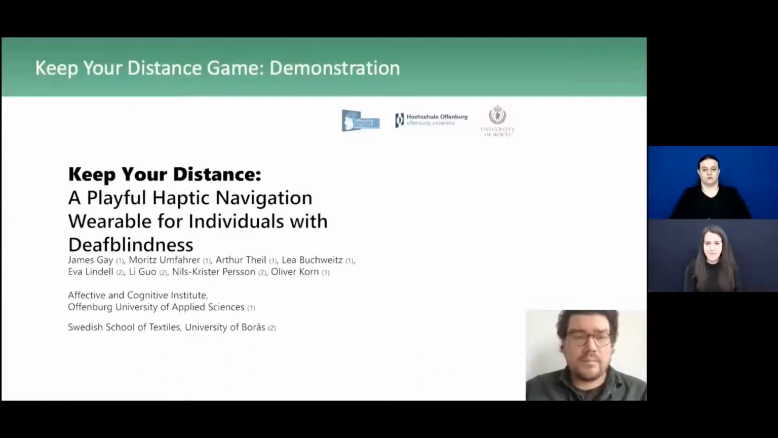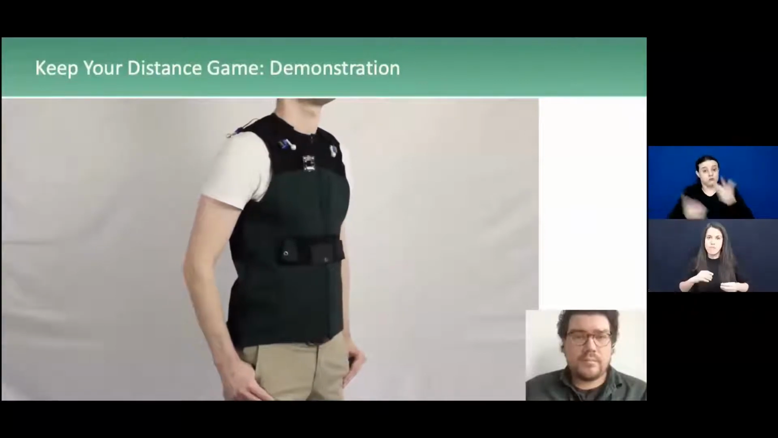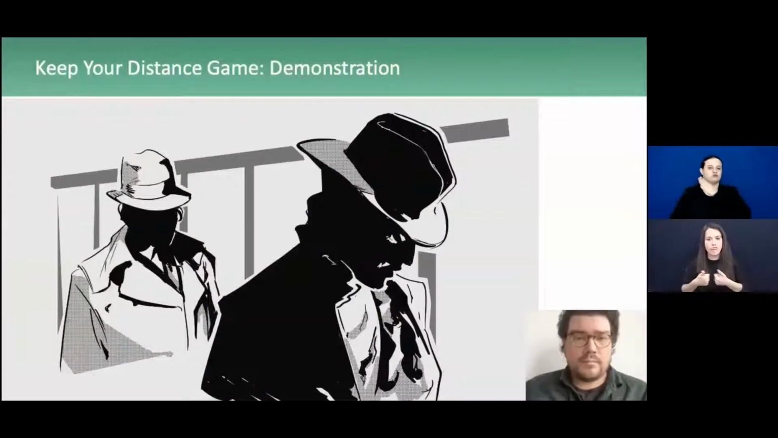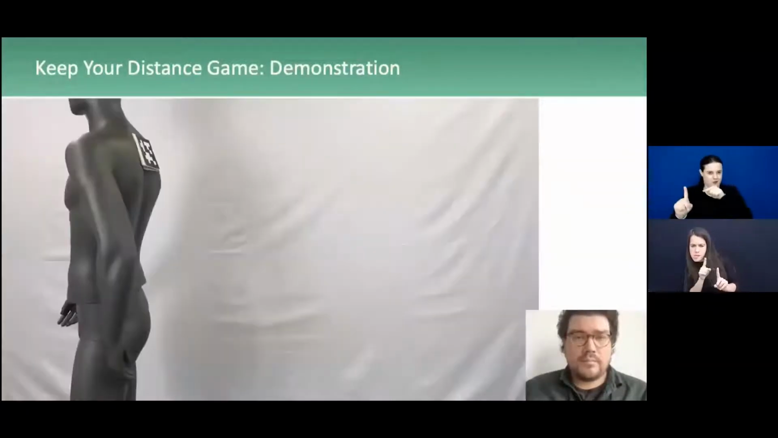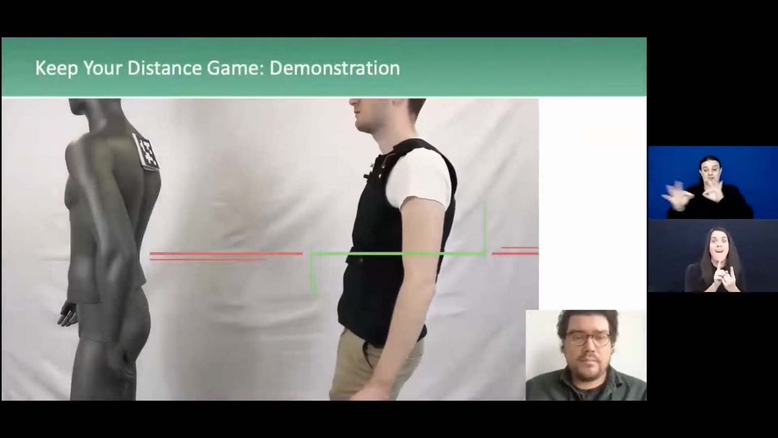Keep Your Distance is a playful haptic navigation wearable for individuals with deafblindness. The wearable was designed to encourage individuals with combined sight and hearing impairments to navigate independently in a gamified scenario where they are expected to chase a suspect by following haptic signals. To win the game, the user should keep an optimal distance of 1.5 meters from this person.